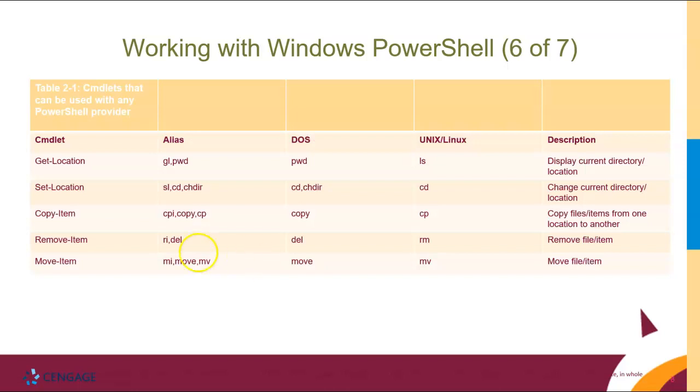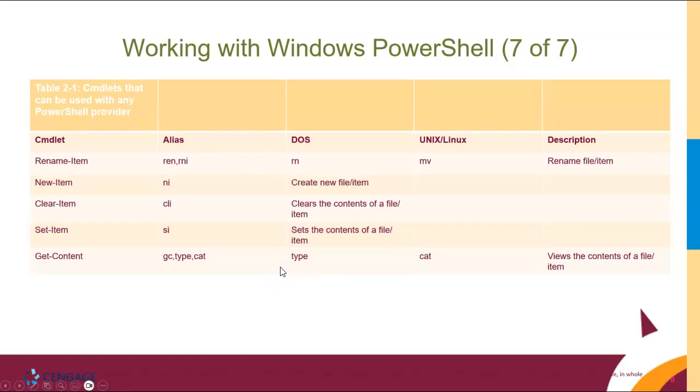So here are some of the commands that can be used with any PowerShell provider: Get-Location, Set-Location, Copy-Item, Remove-Item, Move-Item. These are just common commands. And here you have their aliases and then the DOS and Linux equivalents. And here's some more of those.